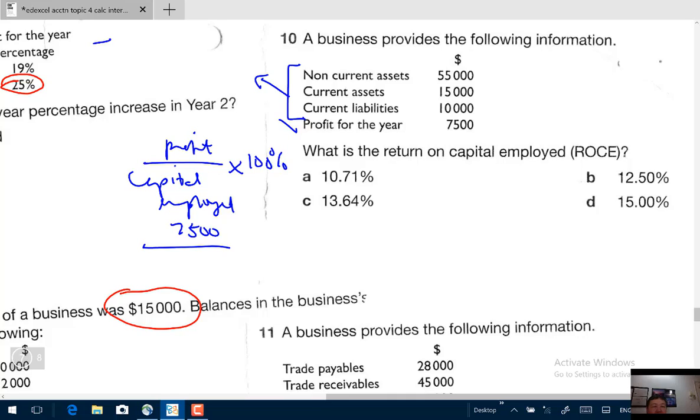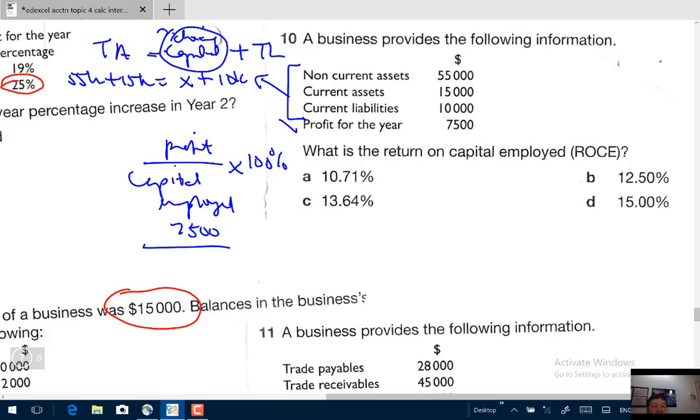Remember, I told you total assets equals capital plus total liabilities. This capital, of course, is the closing capital at the year, and this is what we need. We need to know this. So total assets is 55k plus 15k. This capital, let's call it X. The liabilities is 10k. So we have on the left hand side 70k equals X plus 10k. By simple maths, X will be 70k minus 10k, which is 60k.